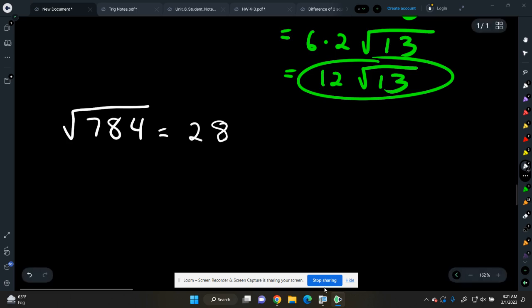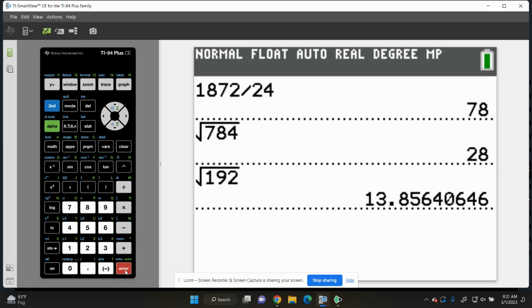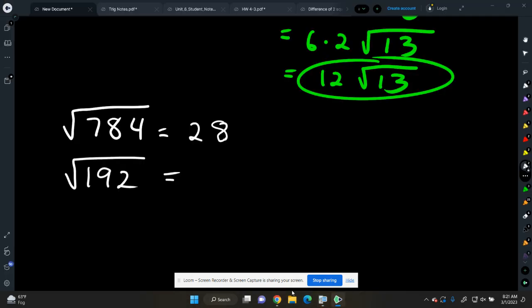Okay, let's do the square root of 192. So let's check that on our calculator. Square root of 192. Is that going to come out as a whole number? No. Okay, so square root of 192 is not a whole number. So how do we figure this one out, Patrick?